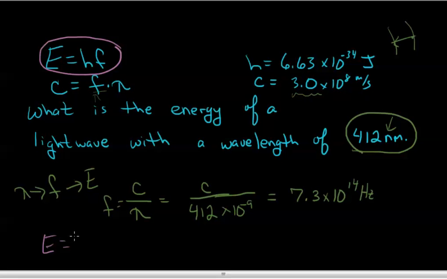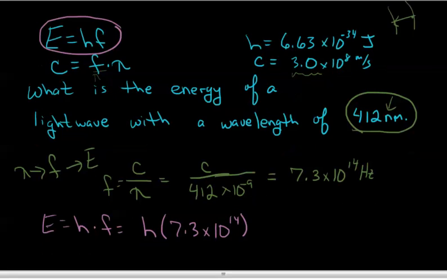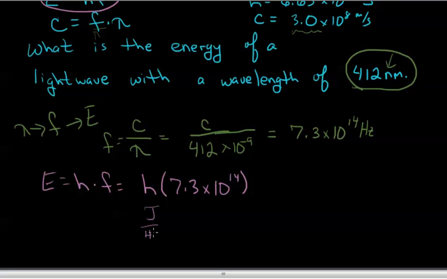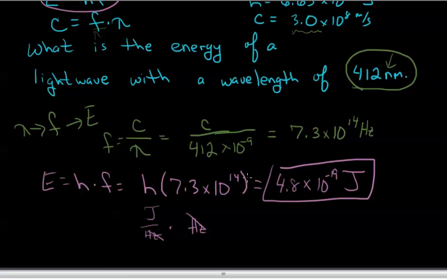Well, energy is Planck's constant, h, times the frequency. Planck's constant's in my calculator, and I just calculated the frequency to be 7.3 times 10 to the 14th. Planck's constant is joules per hertz. Frequency is measured in hertz. Those cancel. My answer is going to be in joules. So Planck's constant, alpha h, times 7.3 times 10 to the 14th hertz gives me an energy of 4.8 times 10 to the negative 19th joules.